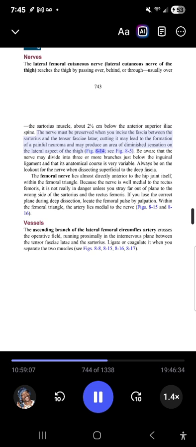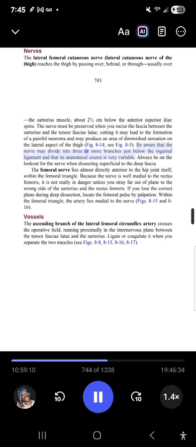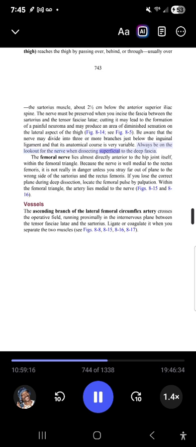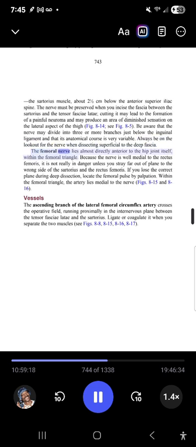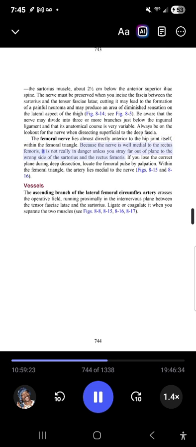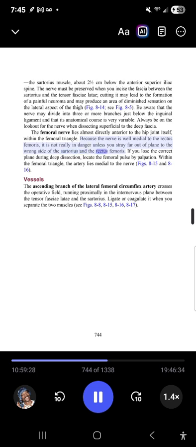Figure 8-14. See Figure 8-5. Be aware that the nerve may divide into 3 or more branches just below the inguinal ligament and that its anatomical course is very variable. Always be on the lookout for the nerve when dissecting superficial to the deep fascia. The femoral nerve lies almost directly anterior to the hip joint itself, within the femoral triangle. Because the nerve is well medial to the rectus femoris, it is not really in danger unless you stray far out of plane to the wrong side of the sartorius and the rectus femoris.